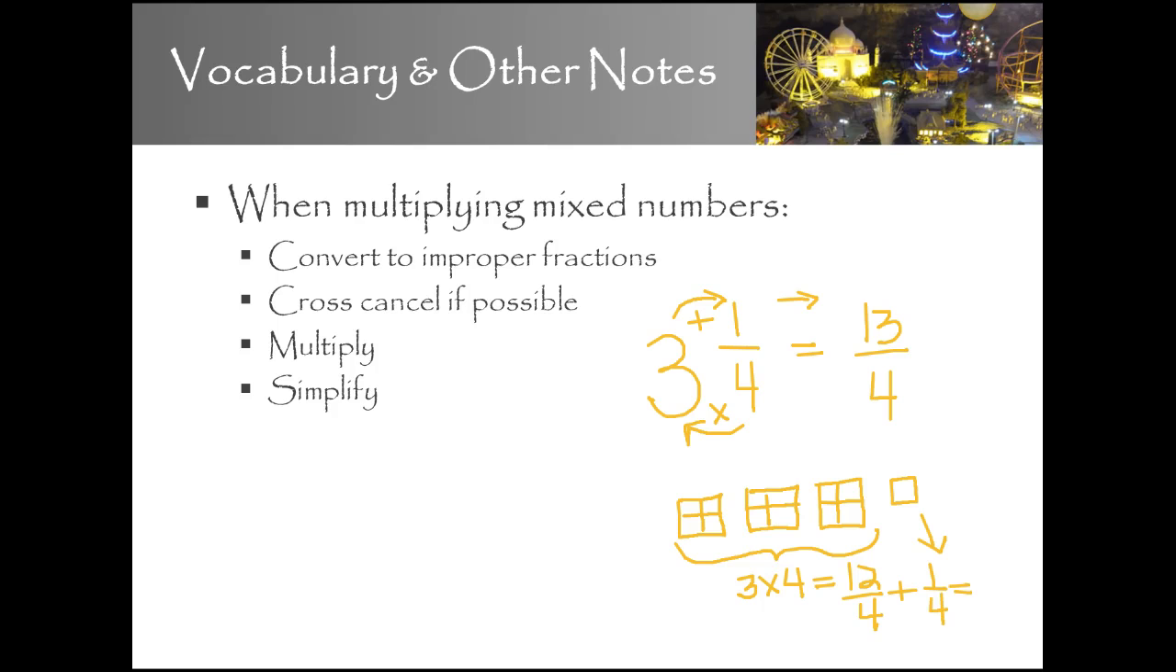4 times 3 is 12, plus 1 more fourth gives us a new numerator of 13, and the size of the piece we're working with is still a fourth, so that denominator does not change. Let's go on to our first problem.